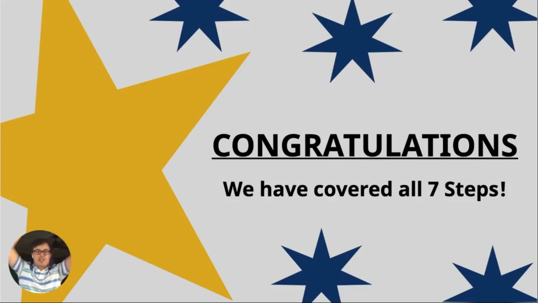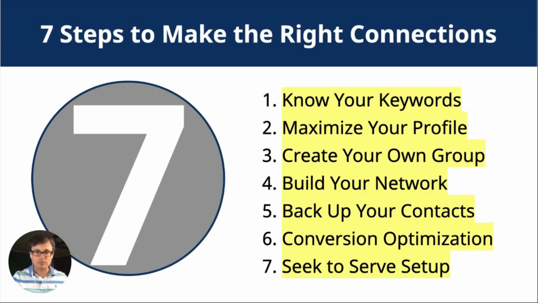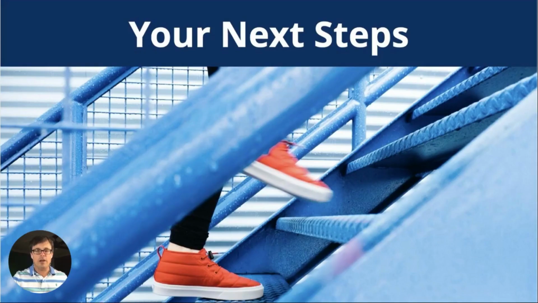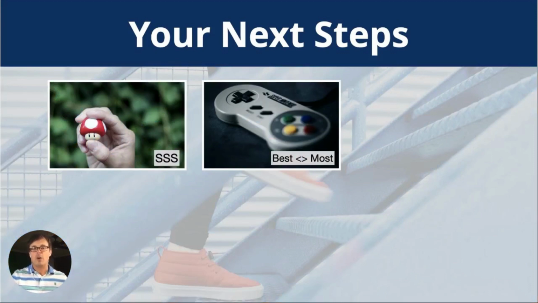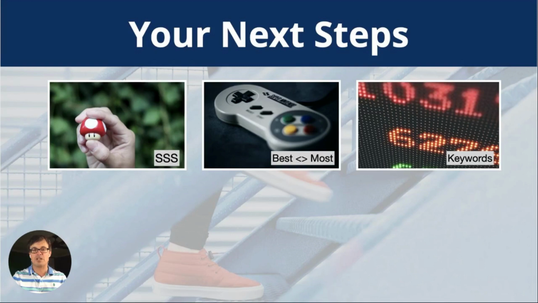So congratulations. Woo! We covered all 7 steps in less than 5 hours. So 7 steps. We covered them all. There they are. Now what? Your next steps. So we have the super secret strategy, seek to serve. We're going to help you know what you do best so you can serve those who need it the most. That's the super secret strategy.